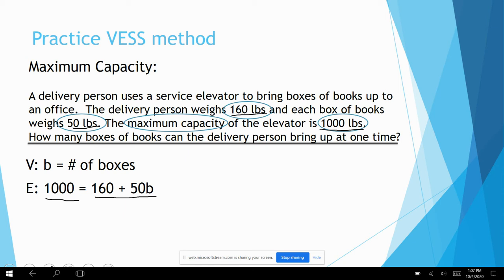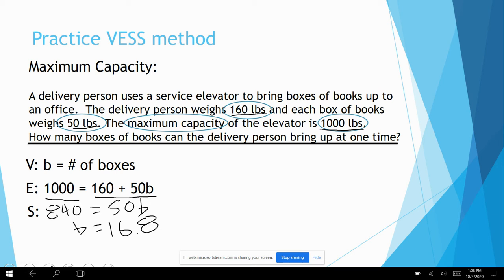So what we want to do is we want to go ahead and solve this equation. So remember, we have to isolate that b, so the first thing we do is we subtract that 160 from both sides, and that gives us 840. We're on the solving step. That 840 is equal to 50b. Okay? Then we divide by 50, okay? And we find that b is equal to 16.8.